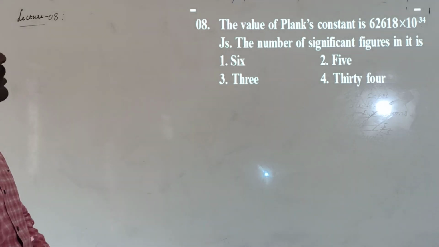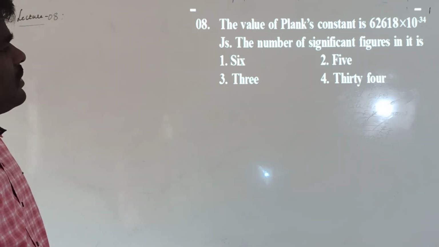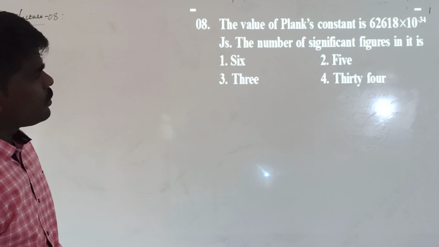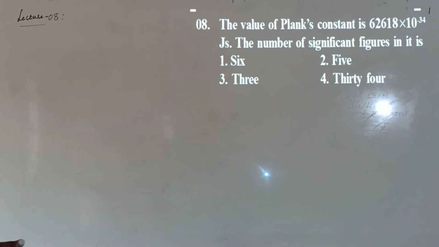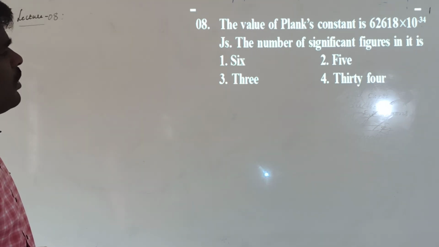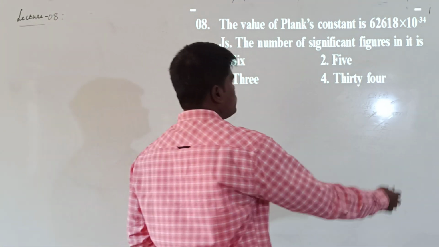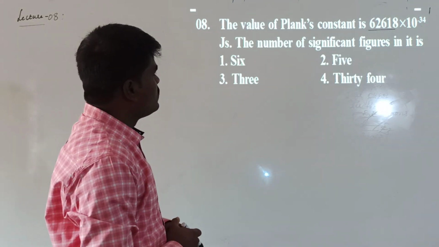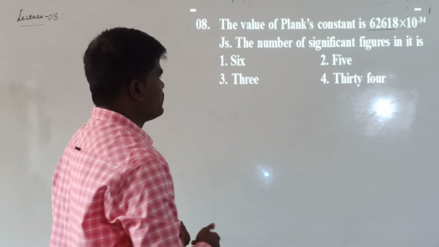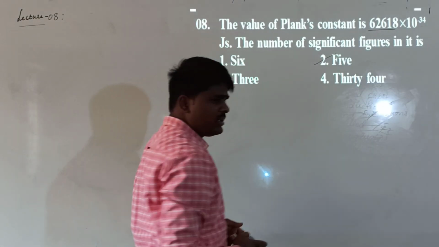Now, the value of Planck constant is 6.6261 into 10 power minus 34 joule second. The number of significant figures in it is, how many significant figures are there? Only this number will be considered as the significant figure. So, how many digits are there? 5 digits are there. So, the number of significant figures will be 5.